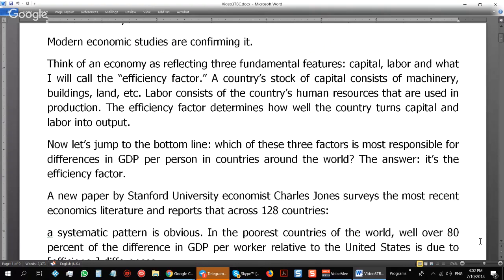Now let's jump to the bottom line. Which of these 3 factors is responsible for the differences in the GDP, which is the gross domestic product, per person in countries around the world? The answer: it's the efficiency factor.